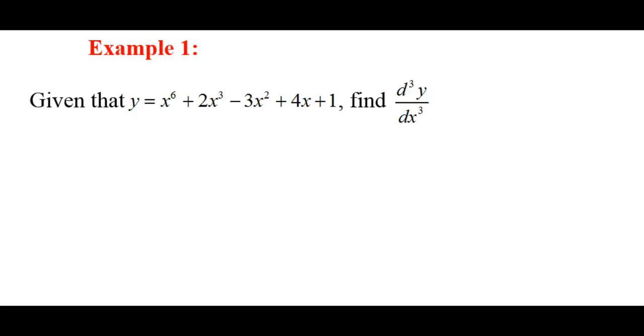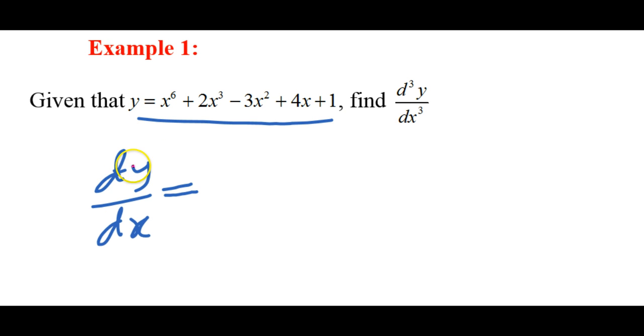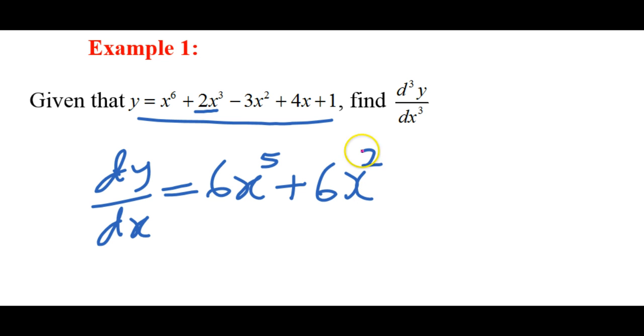And so if I take the first derivative of this function, then I have dy dx equals 6x to the power 5 plus 6x to the power 2. That's for the second part. Then for this, we are going to have minus 6x. Then this alone will give me plus 4, then plus 0. So this is the first derivative. Now we want the second derivative.